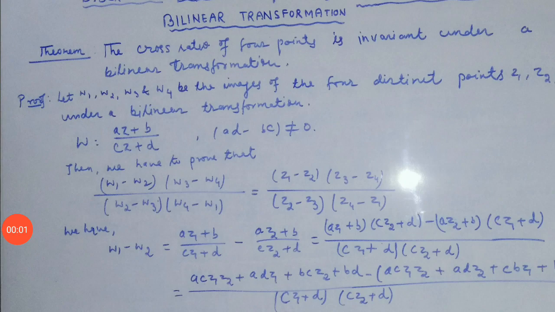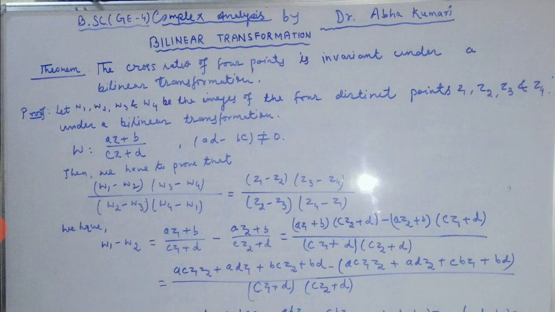So here in this way we have proved that the cross ratio of the 4 points is invariant under a bilinear transformation. So this is the theorem we have done today.